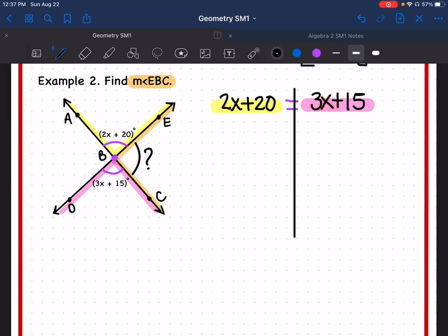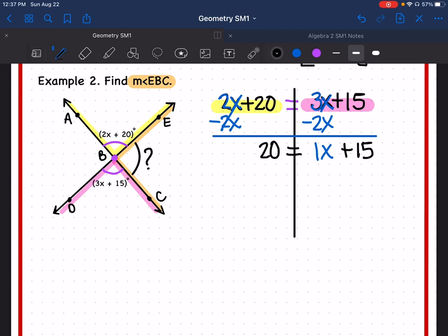So let's go ahead and get our x on one side. On the left side, I have 2x, and on the right side, I have 3x. It is my choice which one I move. I like to move the smaller one. 2 is smaller, so I'm going to subtract it to move it. Just like that. There we go. Which does give me 1x. It leaves me 20 on this side, and then I have to bring down my plus 15.